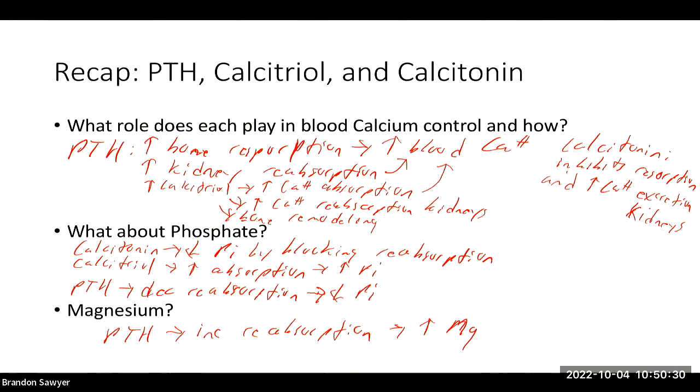And then lastly, magnesium, we just talked about parathyroid hormone increasing reabsorption in the kidneys and increasing our magnesium levels there. That's the only one we talked about. There's probably others, but that's the only one.